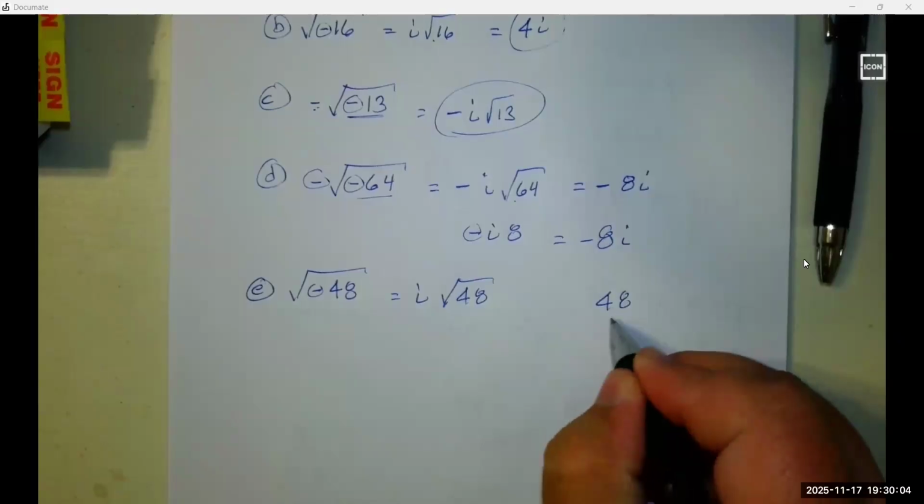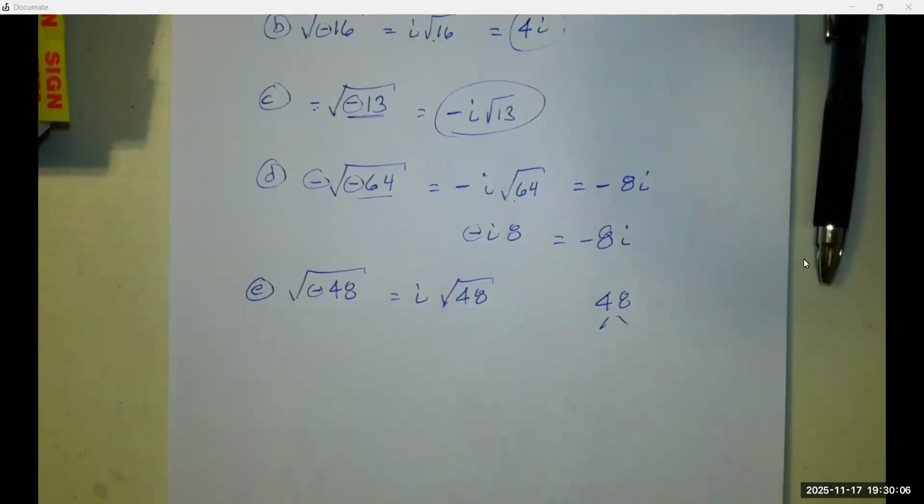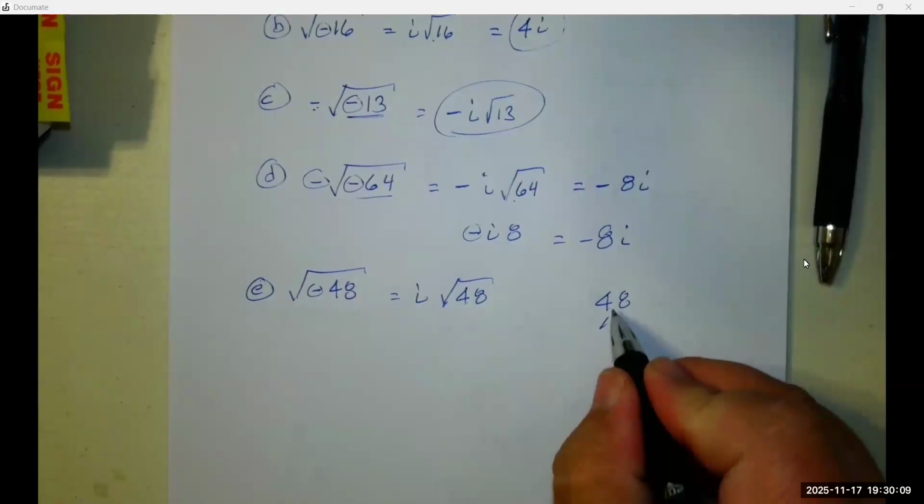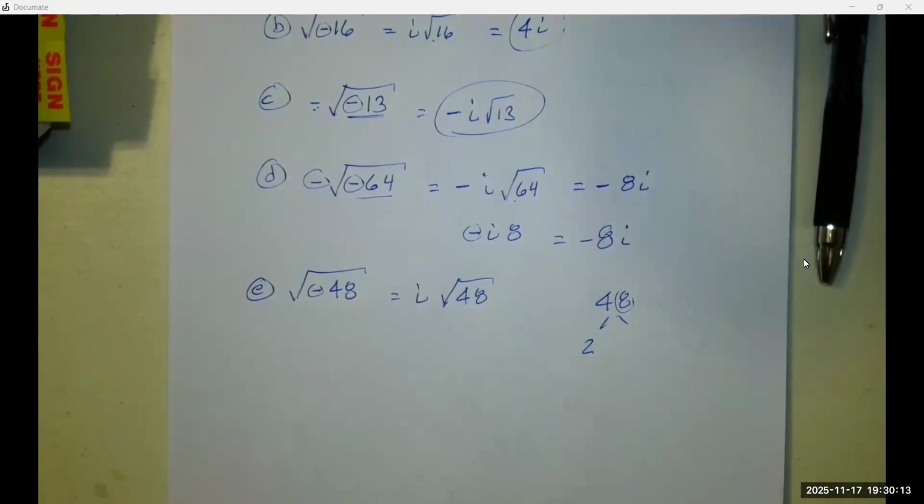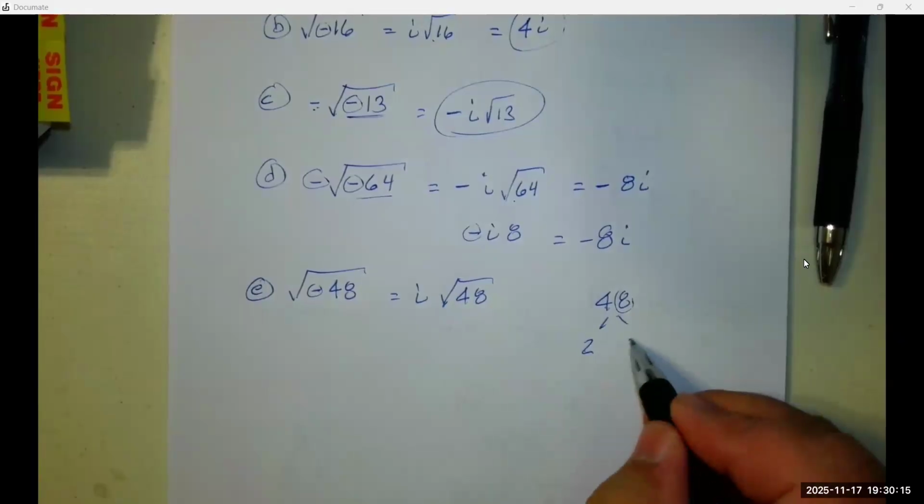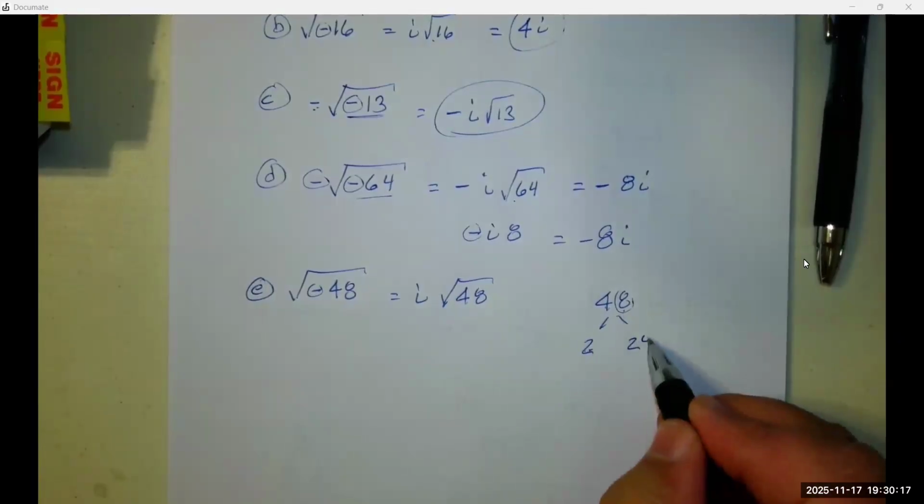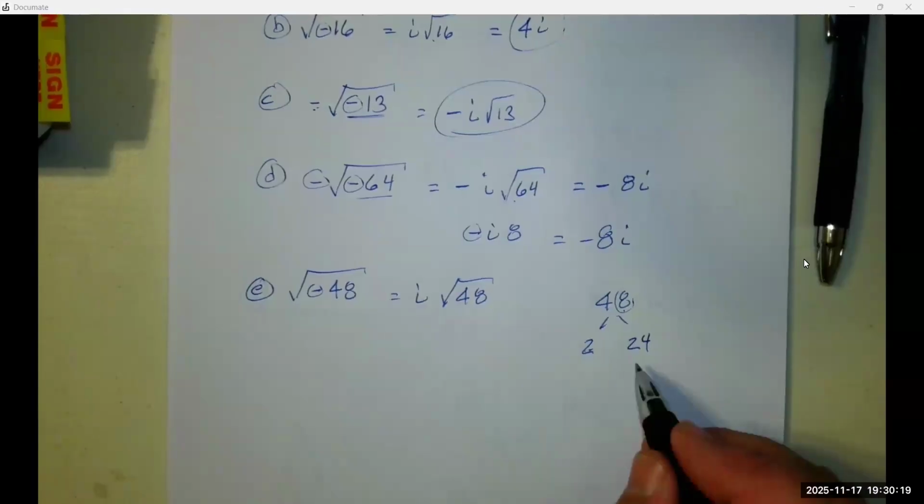What is 48 made up of? Let's break it down. We know that since it ends in an even number, 2 goes in there. 2 goes into 4 twice. 2 goes into 8 4 times. That's as far as that one goes.